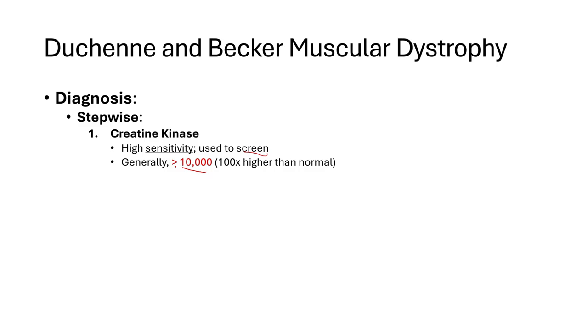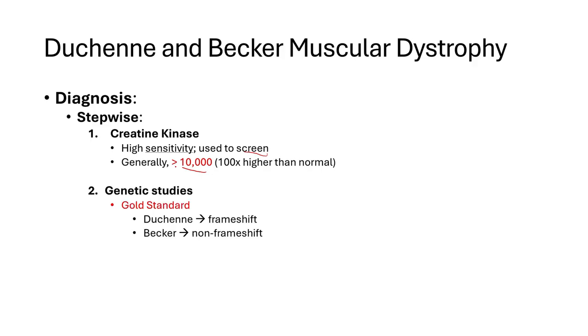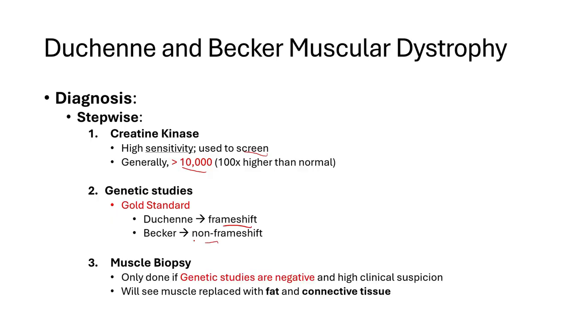If this comes back positive and you have a high clinical suspicion for these diseases, the next step will be your gold standard diagnosis, which is genetic studies. Remember, Duchenne leads to a frame shift, complete loss of the dystrophin protein, where Becker leads to a non-frame shift, only partial loss. If and only if the genetic studies come back negative, do you ever pursue a muscle biopsy? And the reason being is because this is uncomfortable and painful for the patient, while genetic studies can do the exact same thing without causing so much discomfort.